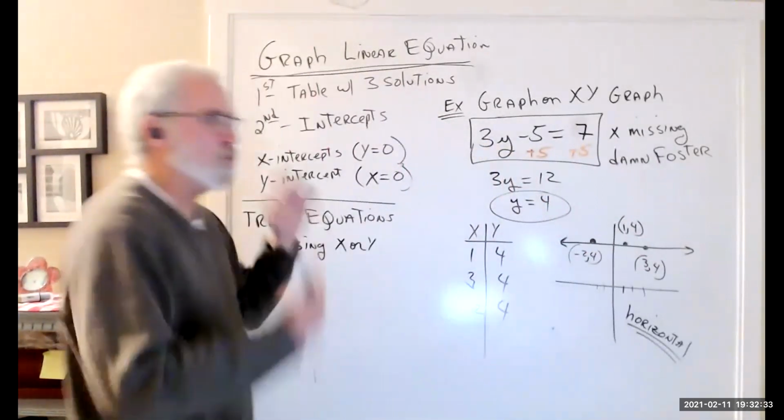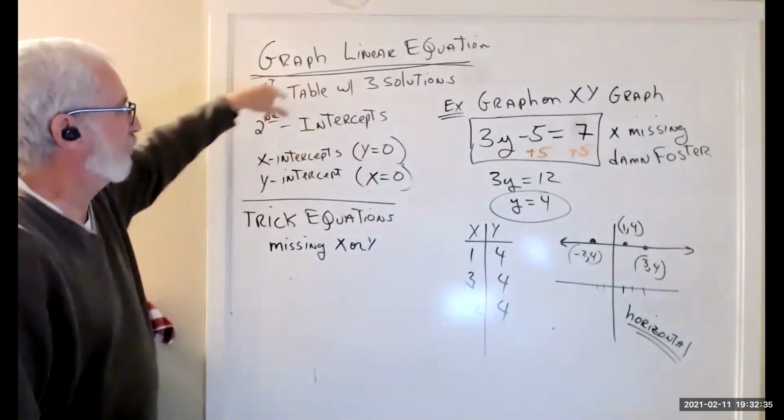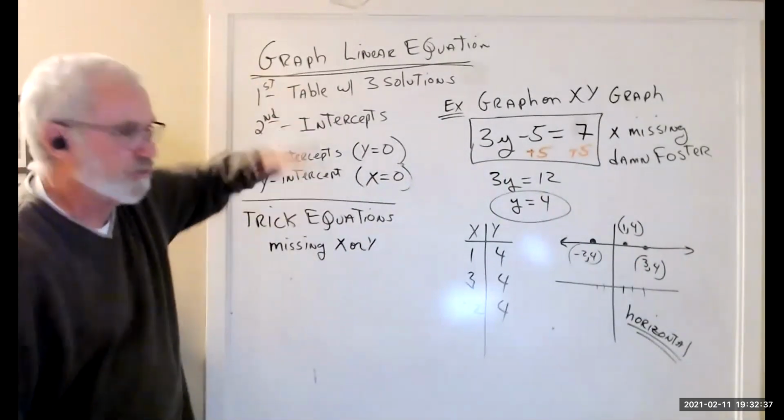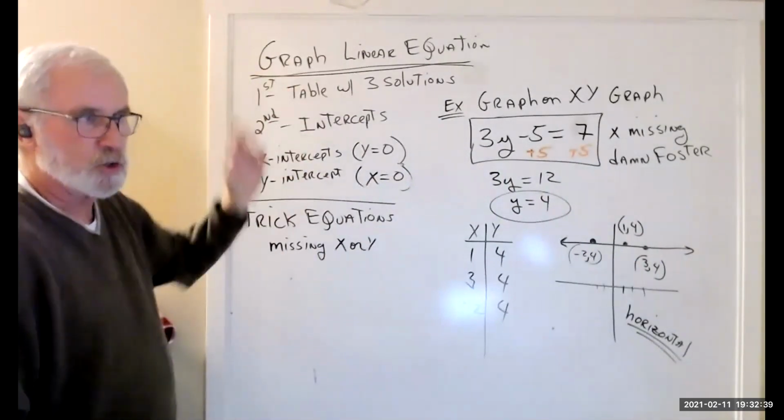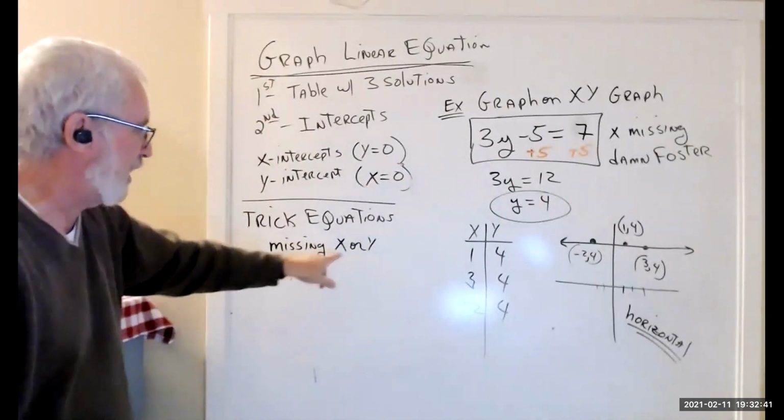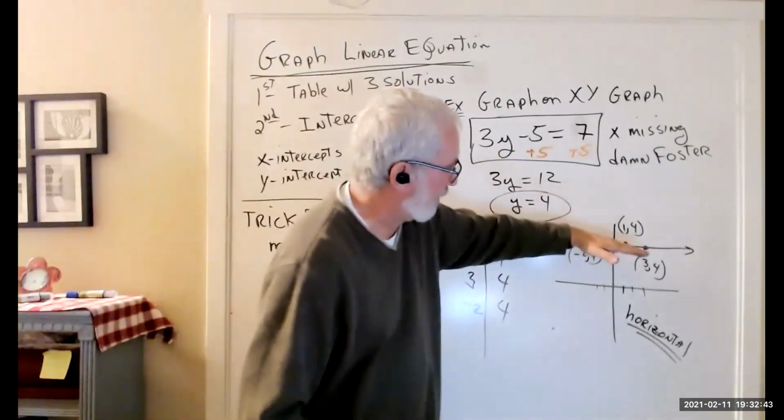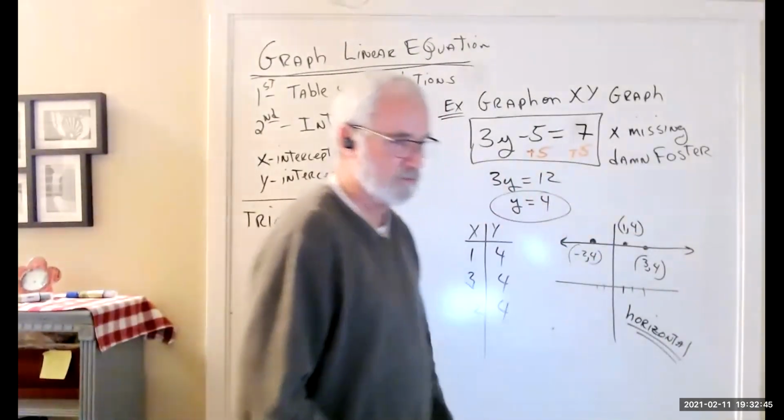Okay. So normal graphs with X's and Y's were slanted in some kind of weird way. Trick graphs missing an X or a Y was either going to be a horizontal or a vertical.